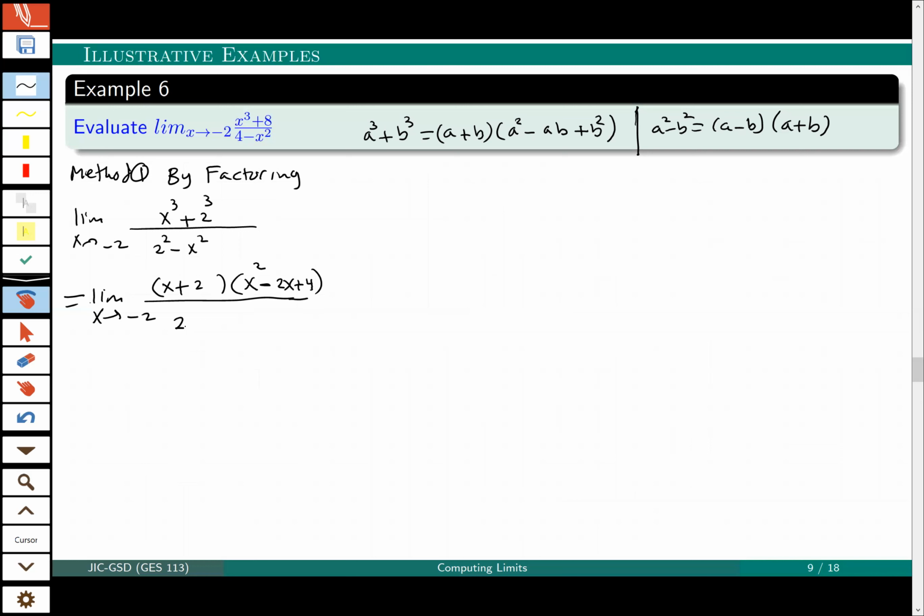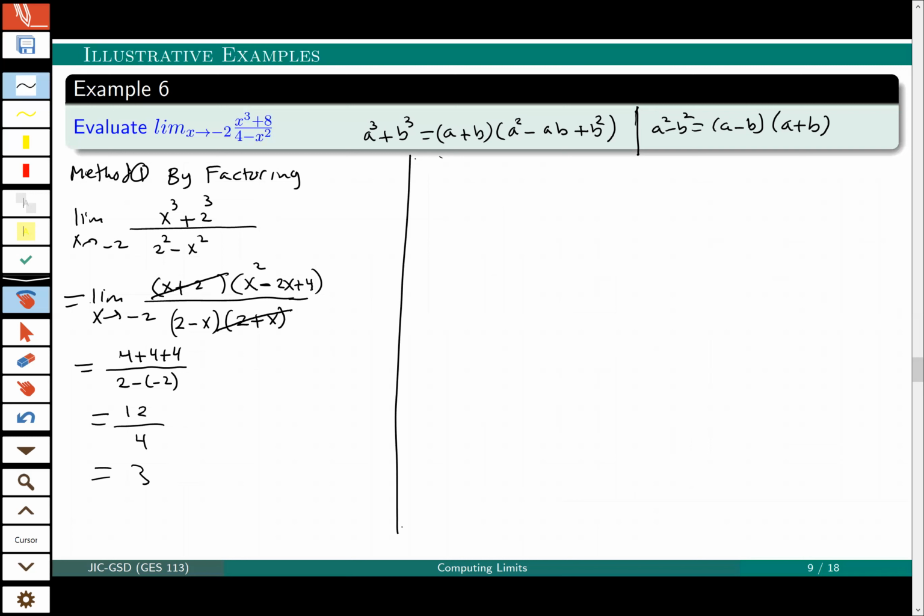Here, square root of the first minus square root of second, square root of the first plus square root of second. These are identical. 2 plus x, it's the same as x plus 2. When you substitute minus 2, you will get 4 plus 4 plus 4 divided by 2 minus of minus 2, which is again 4. So it will be 12 over 4, which is equal to 3. That's one way.